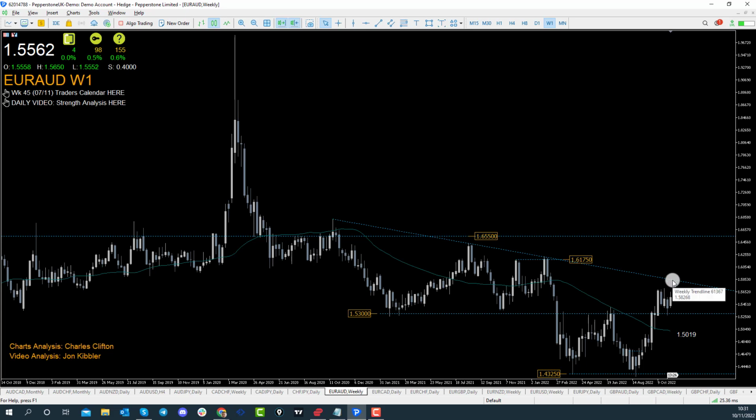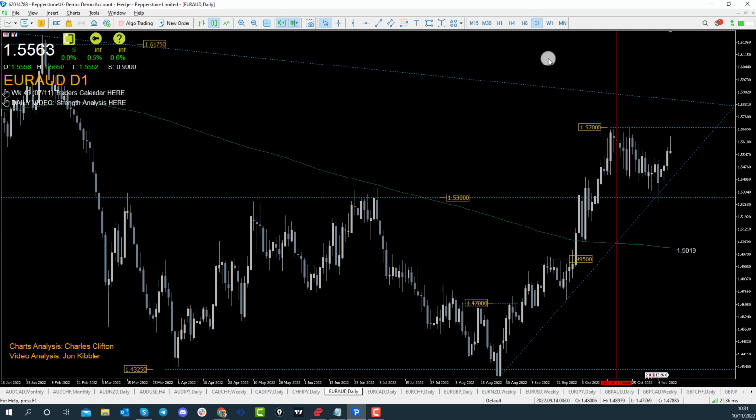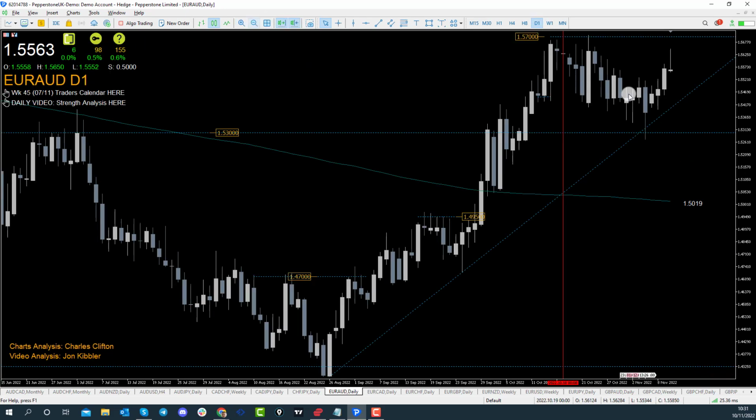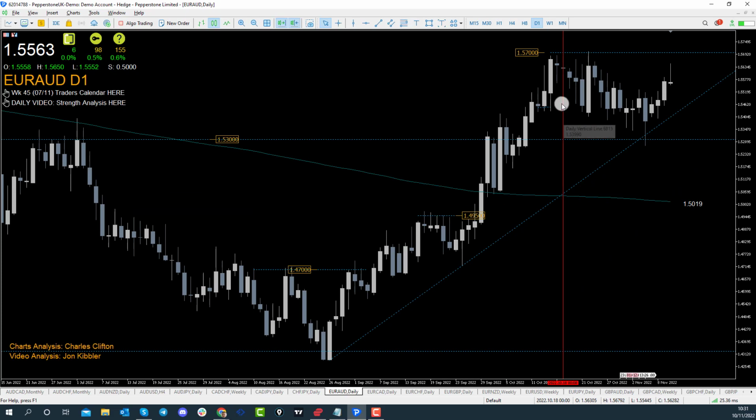So that area there could also be significant if price was to breach the trend line. Going down into the daily time frame then, you can see I've marked up the last time we discussed EURAUD, and in that previous video we talked about watching the 1.53 handle because it had multiple confluences, and this is a good example of that.